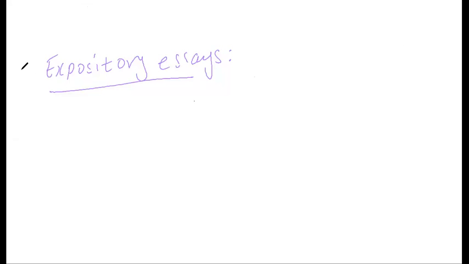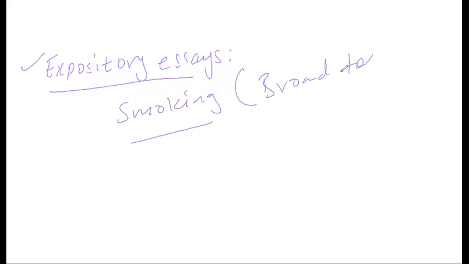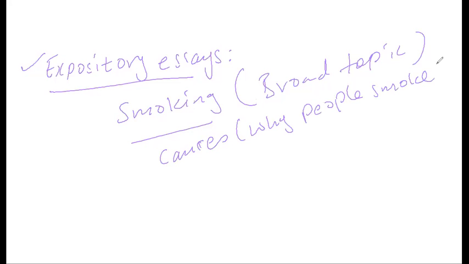So let's start. Let's suppose you're given a topic: smoking. Now, this is a very broad topic, right? So when you have to write on this, you have to think about different aspects around it. For example, you might think, okay, I can write about causes. That means why people smoke, or reasons, right?